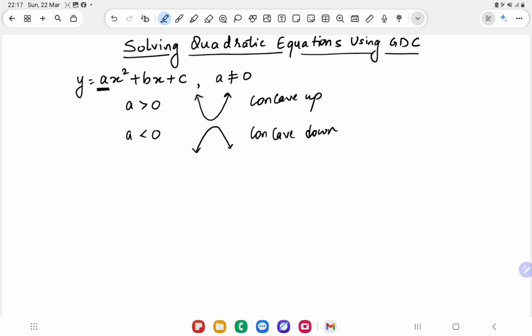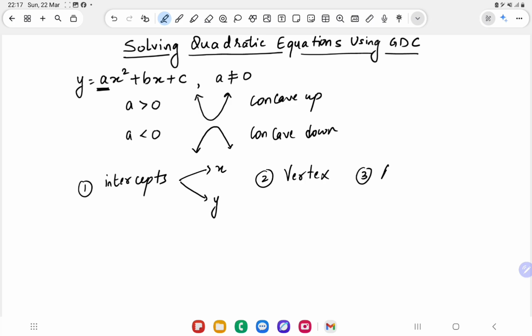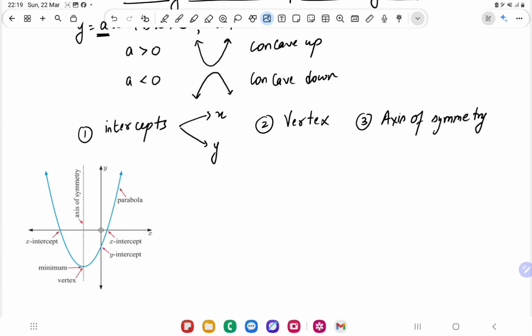Now, there are some terms like intercepts. There are two types of intercept: one is x-intercept, another one is y-intercept. This is the first term which we will be understanding. What is a vertex? How to calculate the vertex. Third one is the axis of symmetry. All these we will be calculating using GDC. But before that, we should see how to represent all the three above mentioned.